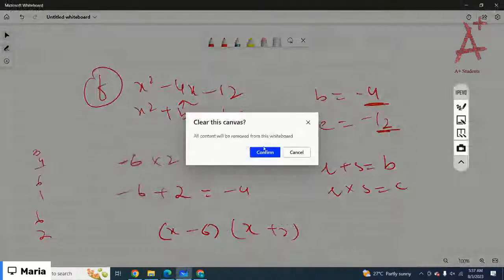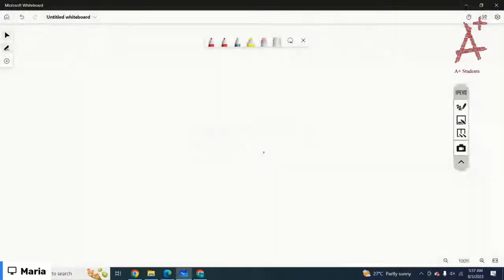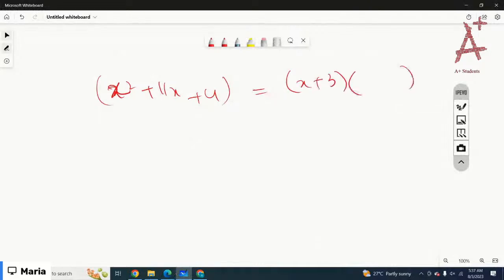Okay, you will have x square plus 11x plus 24. The factor given is x plus 3. You have to find another factor. x square plus 11x plus 24.